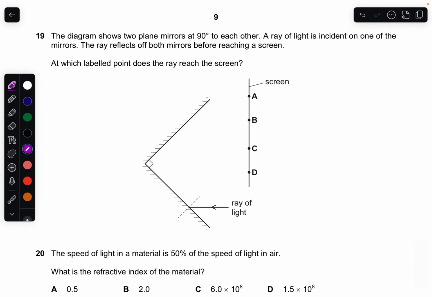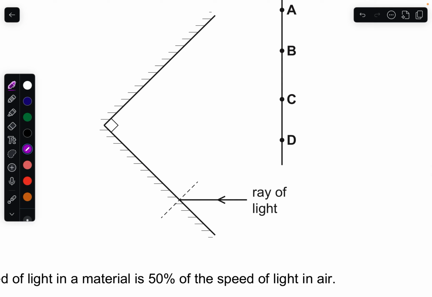In question 19, the diagram shows two plane mirrors at 90 degrees to each other. A ray of light is incident on one end. The ray reflects off both mirrors before reaching a screen. You have to label at which point it will be reached. Okay, so reflection is happening. If you estimate, if this is the angle of incidence, almost the same angle you have to draw here. So that will give you the reflection. It will go somewhere like this. If you make the same angle, here again you can draw the normal, this is the incident angle, and the same angle you have to draw, so it will reach B. Okay, it's option B.